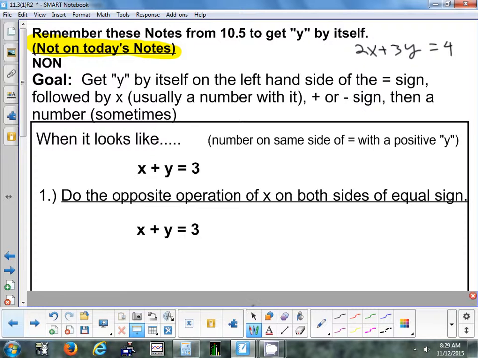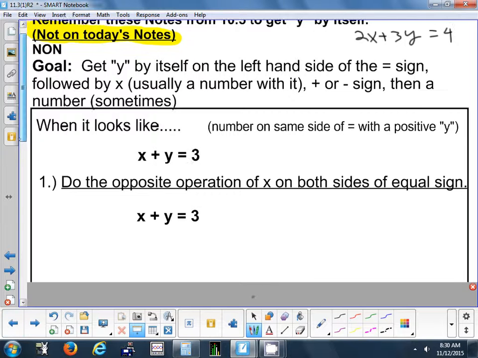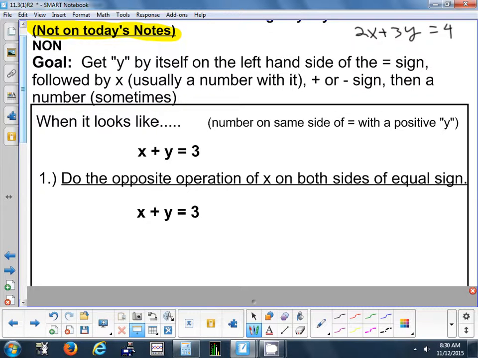All right, who could tell me what I would do here? Okay, when it looks like this. Guys, like it says up there, this isn't on your notes, we're just reviewing it. I don't want to make you guys write it all over again. What do I do here to get y by itself? Again, we've already gone through it, so let's just review it.